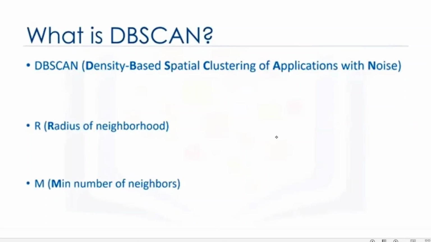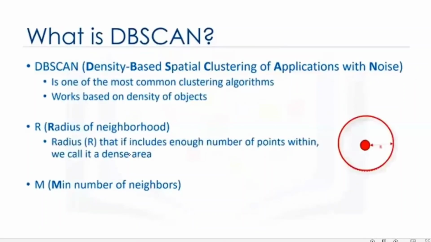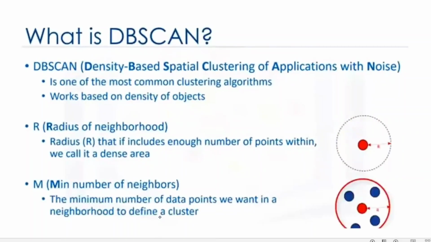Here it works based on two concepts. One is called radius. It is going to draw a circle, and the circle is nothing but the area. For example, I have given R equal to 2, meaning it will draw a circle with a radius of 2. The next one is M, which is the minimum number of neighbors.